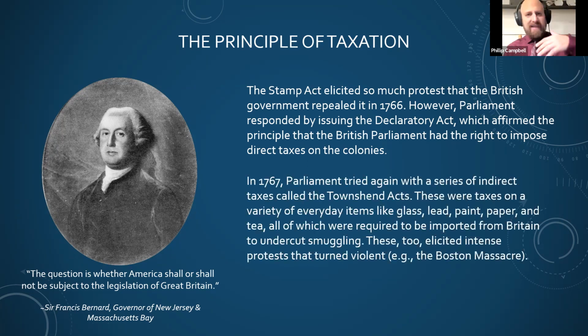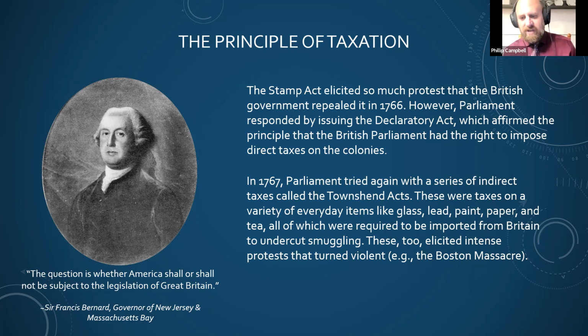So Parliament let a year go by, and then they tried again, this time with indirect taxes. Instead of directly taxing paper, they tried to put what today we would consider sales taxes on various items, like glass, lead, paint, paper, and tea. And these are called the Townshend Acts.